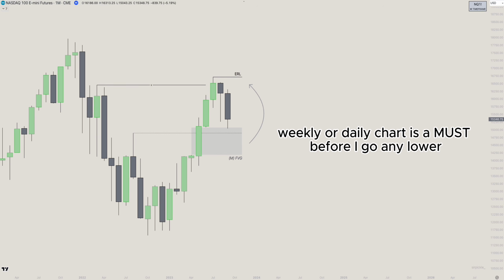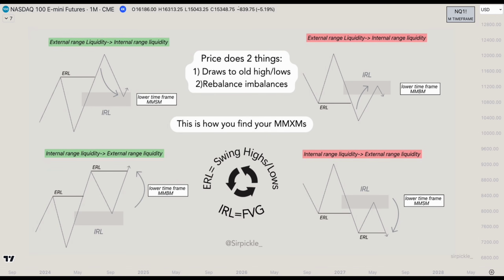So again, having that context on the monthly, weekly, or daily chart is a must before I go any lower. So right here, you will find a very nice visual representation of everything we have discussed so far. If you look at the top left, you will see external range liquidity to internal range liquidity and what that would look like. So that is where you would find your lower time frame market maker sell models, with this right here being the sell side of the curve.